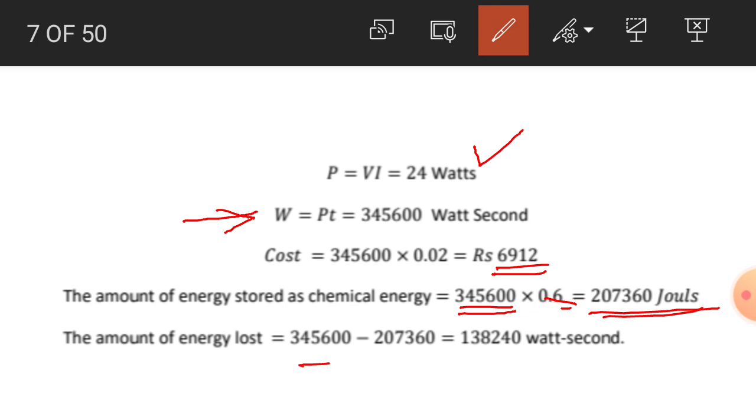So this is the total electrical energy. This much energy is stored in the battery as chemical energy. Definitely the total electrical energy minus the energy which is stored in the battery as chemical energy will give you the energy which is lost. So this much energy is lost in this particular process.